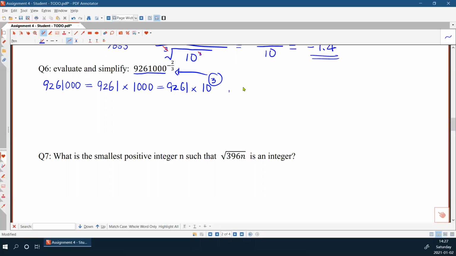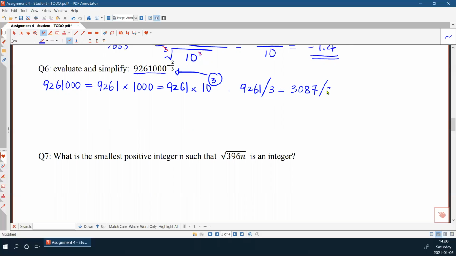So the key point is, let's see whether we can factor this number. Okay, let's try from the smallest prime number, which is 2. Apparently, this number cannot be divided by 2. So the next prime number is 3. Okay, so this one can be divided by 3, which gives us 3087.